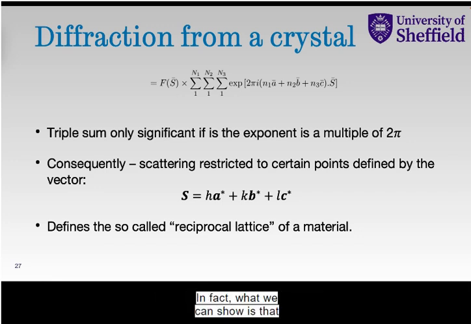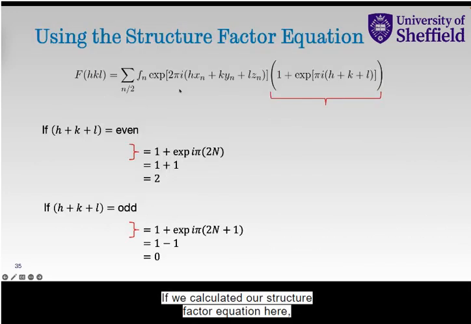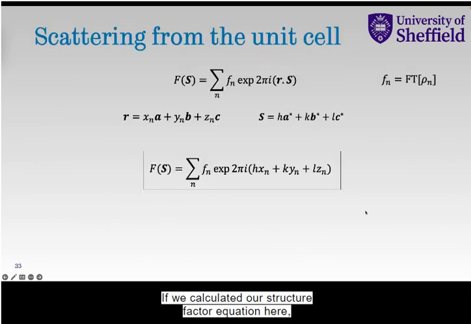And in fact, what we can show is that mathematically, what we measure is the intensity, which is going to be the modulus squared of this. So the intensity of a diffracted beam is going to be the modulus squared of this expression. If we calculated our structure factor equation here, worked out this f of s value, and then took the modulus squared of that, that would be the observed intensity of our diffraction spots, which is what we measure.